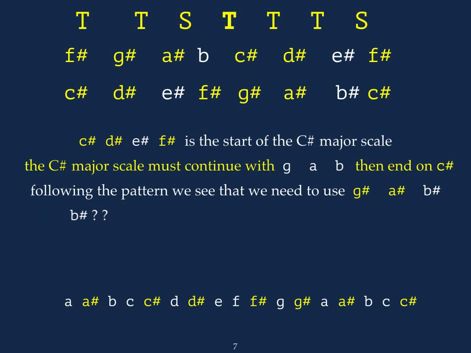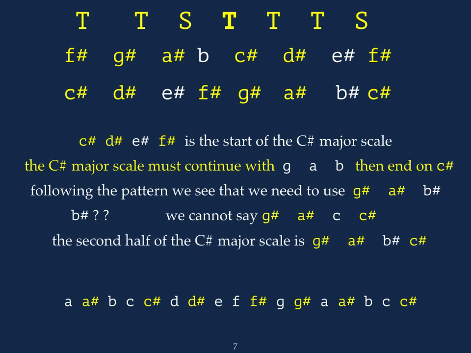B sharp? Well, again, we cannot say G sharp, A sharp, C, C sharp. We need to use a B of some sort, and we can't use C twice. So the second half of the C sharp major scale is G sharp, A sharp, B sharp, C sharp.